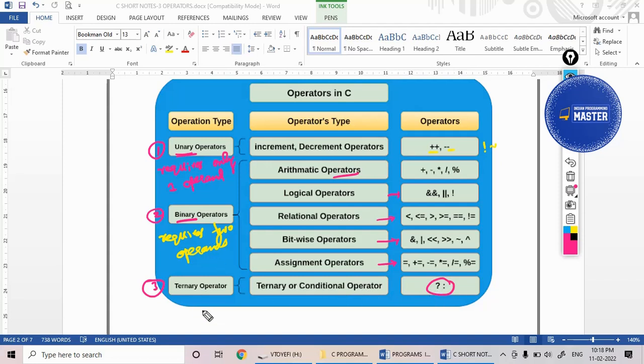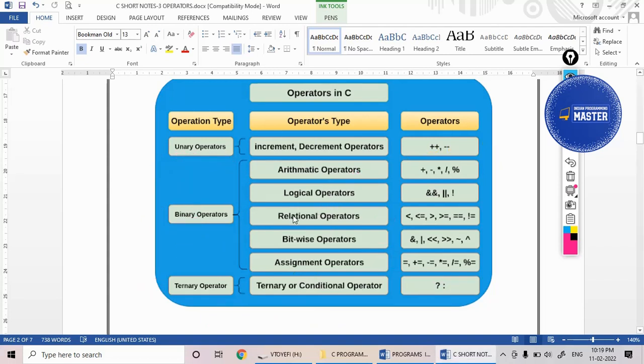Along with this, we have a few special operators: the sizeof operator, the dot or period operator, and the reference operator, this arrow. Let us see all these operators one by one. This is the overall classification.